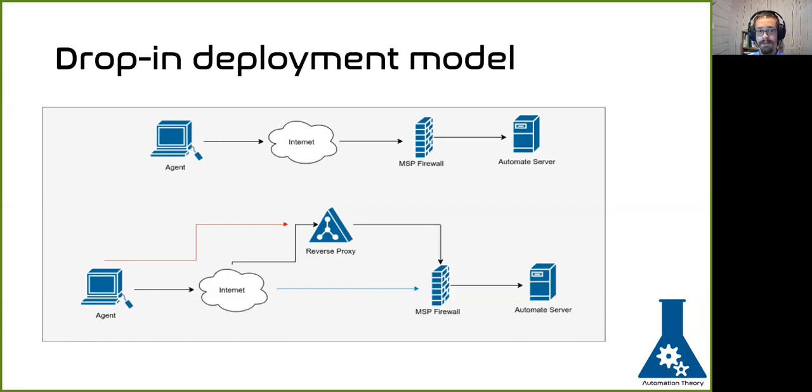So right now, if you're not using a proxy, your agent is communicating through the internet, it's hitting your firewall, and then it goes to your Automate server. And when we spin up a proxy, the proxy is hanging out there up in the cloud. And your agents are still going through the internet to your firewall and your Automate server. And what we do, we've basically added a second front end to your Automate server, and we create that red arrow, where we start to route agent traffic through the reverse proxy.